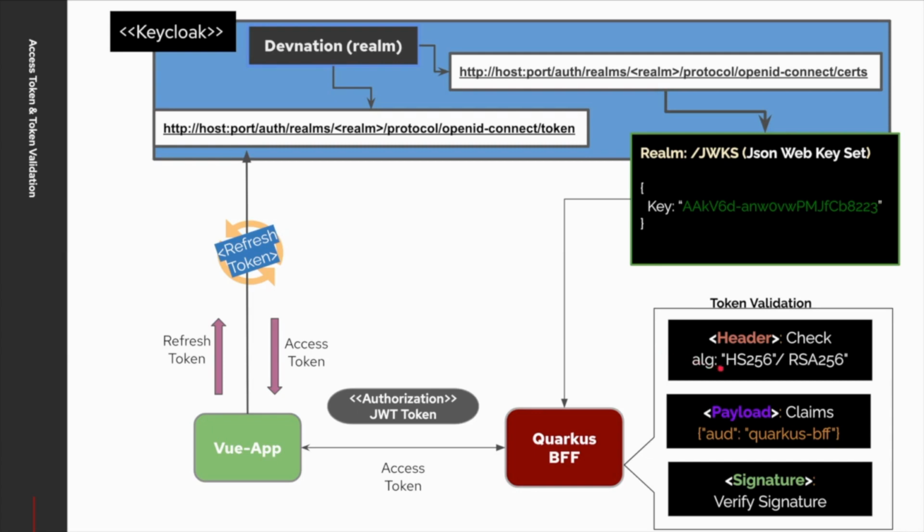One is the algorithm in the header that you have used. Second, you can check the payload. In the payload, it comes with certain parameters, so you can check the client or the user based on your choice. You can check more details. And third, you can verify the signature using this key set. So this is the process of validating a JWT token that you can do by yourself, or the Quarkus adapter does a lot of things for you. So let's see the demo here.